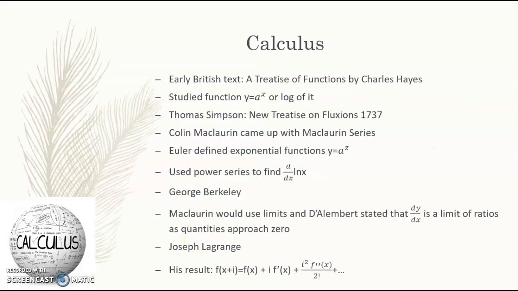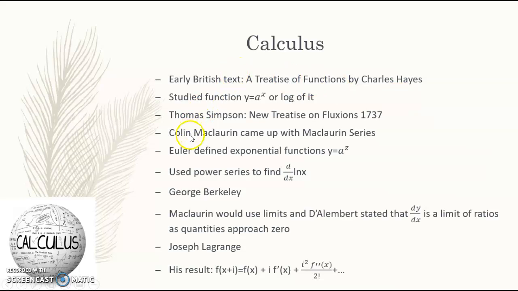Okay, moving on to calculus. We have the early British text, A Treatise of Functions by Charles Hayes. Here he discovered that the area under the logarithmic curve between two x's is proportional to the difference between the corresponding y's. We also have that he studied the function y equals a to the x, or the log of it. We also have Thomas Simpson, who wrote A New Treatise of Fluxions, 1737. This included several problems of maxes and mins and used the idea of partial derivatives.